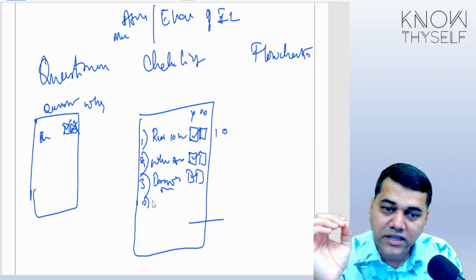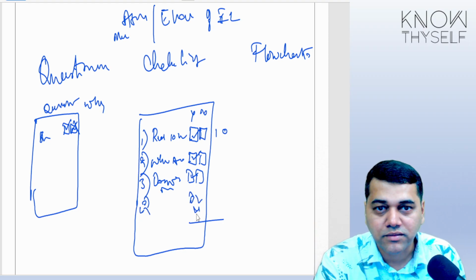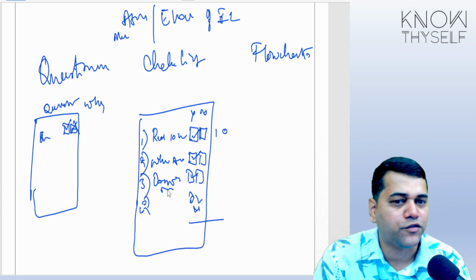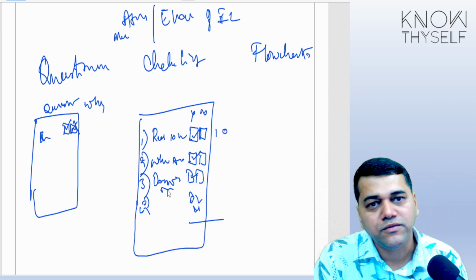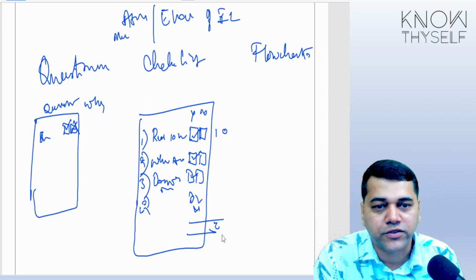Like, have you written the test? Yes or no? Have you written the MCQ test? I just ask a certain set of questions which always ends with a yes or no answer. And based on this, I will figure out how many total points you have secured.